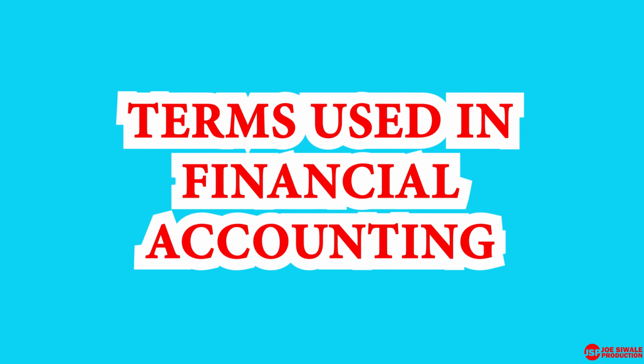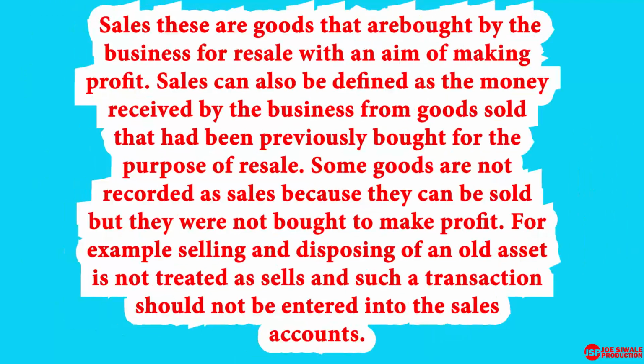Then let us look at terms used in financial accounting. The first one we have is sales. Sales are goods that are bought by the business for resale with an aim of making profit. Sales can also be defined as the money received by the business from goods that had been previously bought for the purpose of resale. Some goods are not recorded as sales because they can be sold, but they are not bought to make profit. For example, selling and disposing of an old asset is not treated as sales, and such a transaction should not be entered in the sales account.